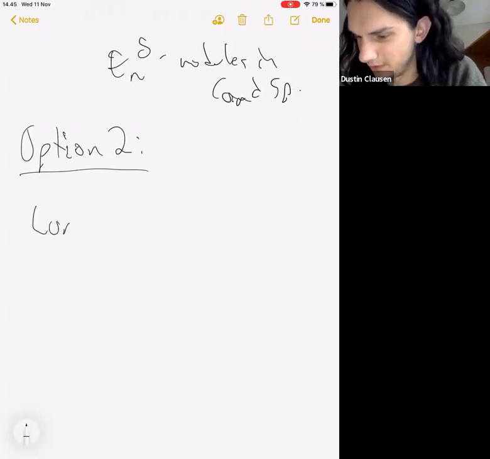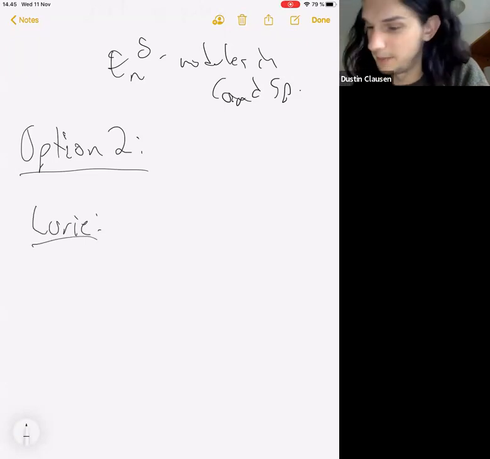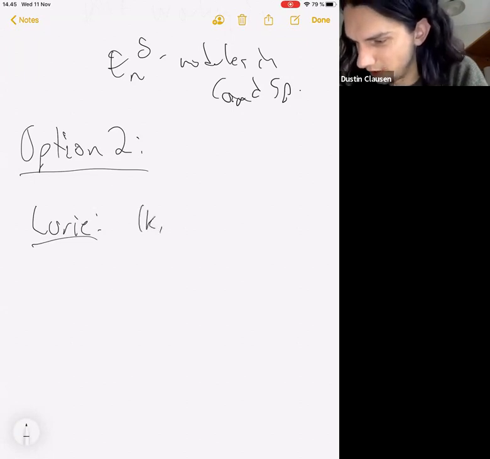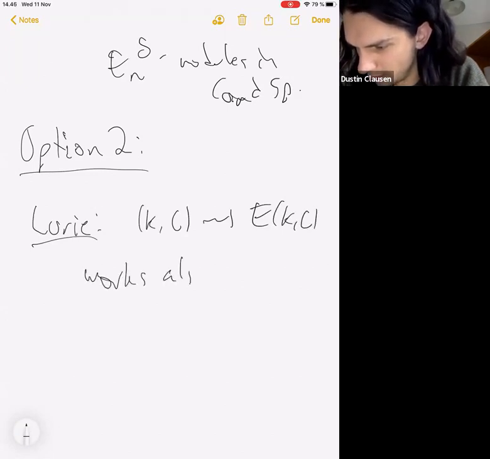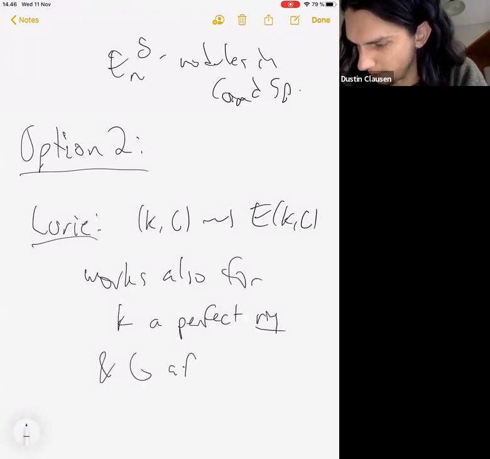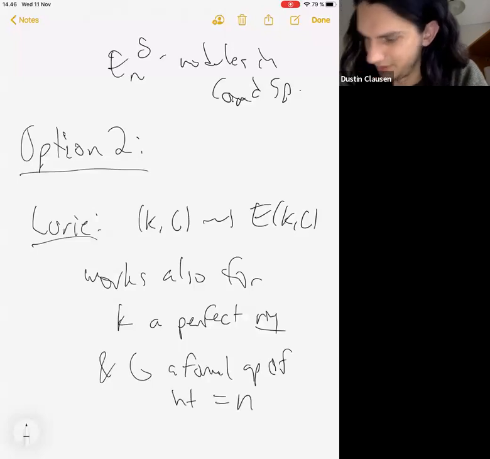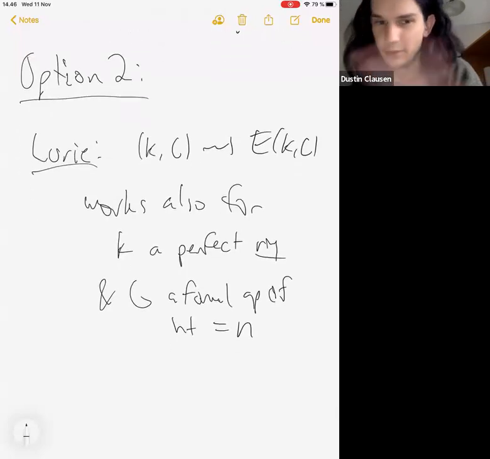So that was this. Lurie gave a new way of producing this Morava E-theory spectrum, and he also generalized the setup. So the association works also for K, a perfect ring, and G, a formal group of pure height n. Right, like always n over the whole spectrum.